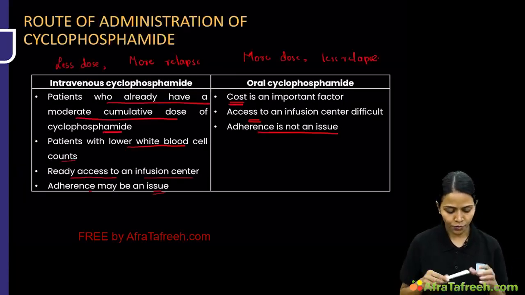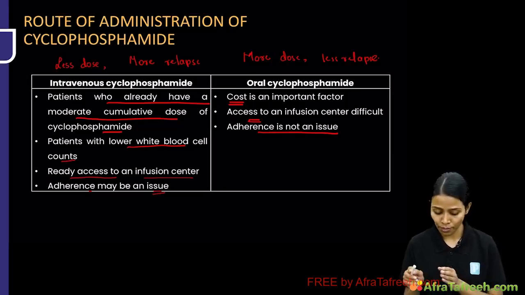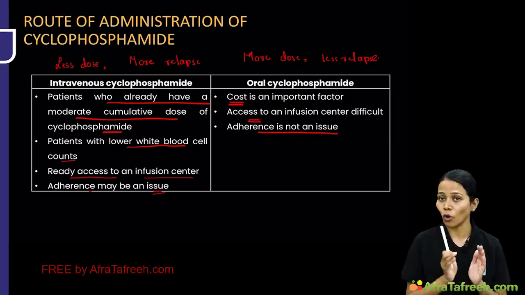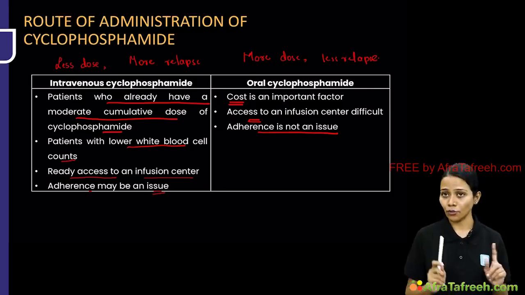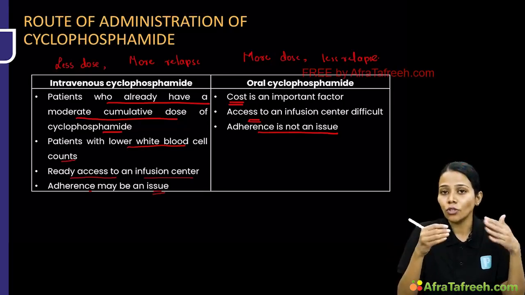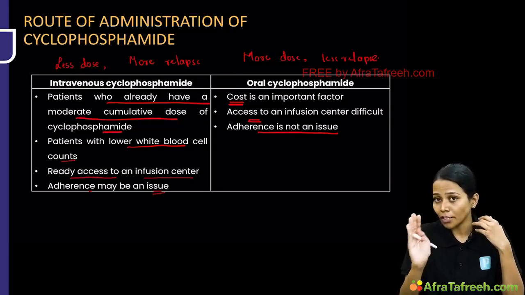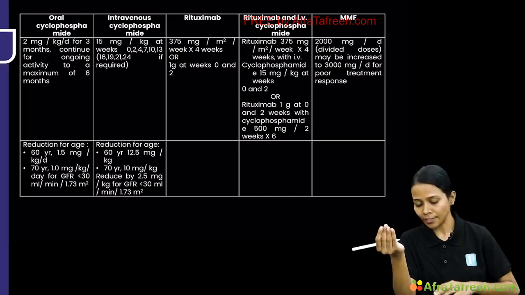Now, the route of administration of cyclophosphamide. We know it is IV and oral. The advantage of IV is lower dose but more relapse, and oral is more dose but less relapse. So you will use IV in patients who already have a higher cumulative dose, who have a lower WBC count, that is, who already have side effects of cyclophosphamide, who have an infusion center ready to access, and in whom you suspect adherence issues, that if you give tablets they are not going to come back. Similarly, you use oral where cost is not an important issue, and who have difficulty accessing an infusion center.